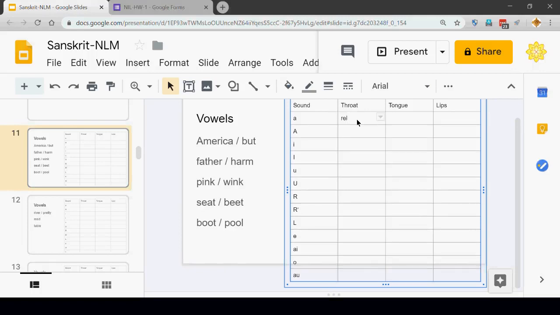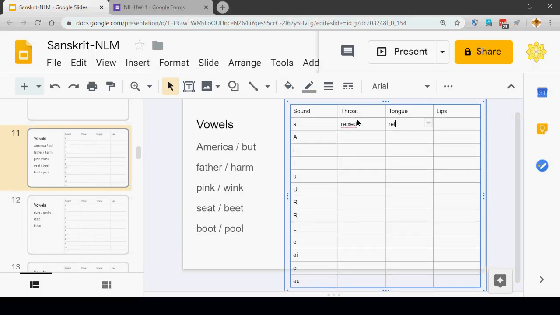So for this one, it is relaxed. I'll just say R, for the one that is just relaxed, and tongue is relaxed. Lips are natural. Here again relaxed, tongue relaxed, mouth wide open.